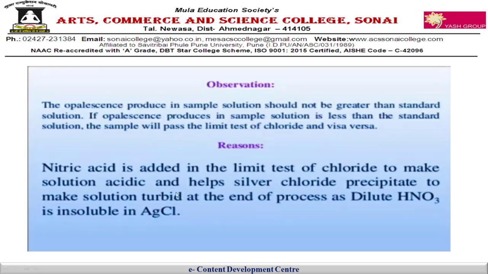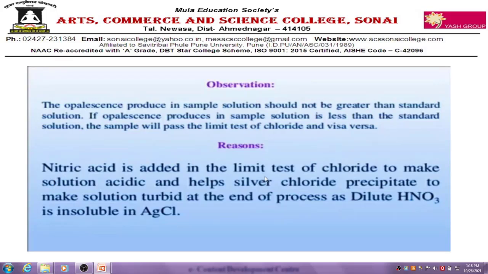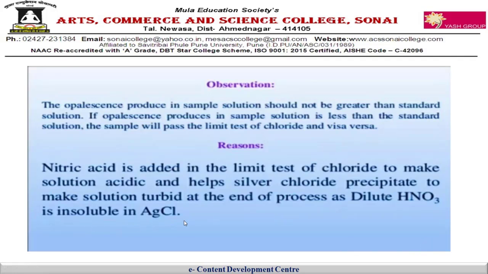So, what is the role of nitric acid? Here, this nitric acid is added in the limit test of chloride to make the solution acidic and help the silver chloride precipitate, to make the solution turbid at the end of the process, as silver chloride is insoluble in dilute nitric acid.